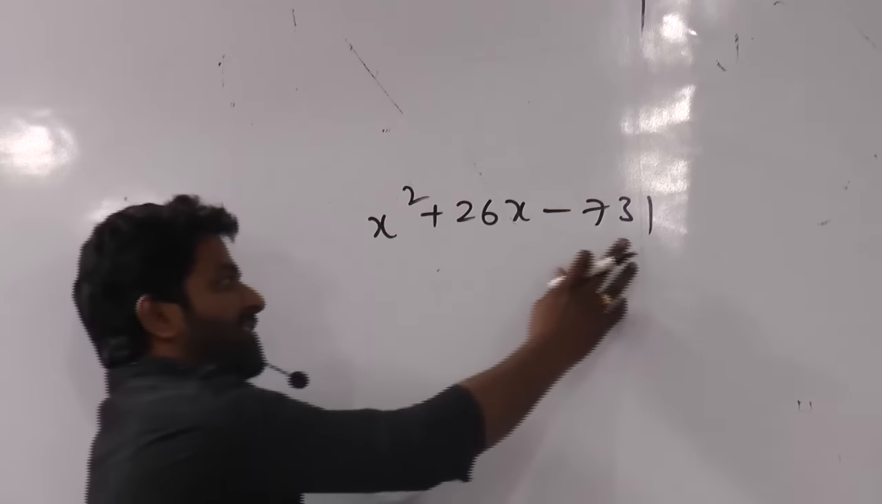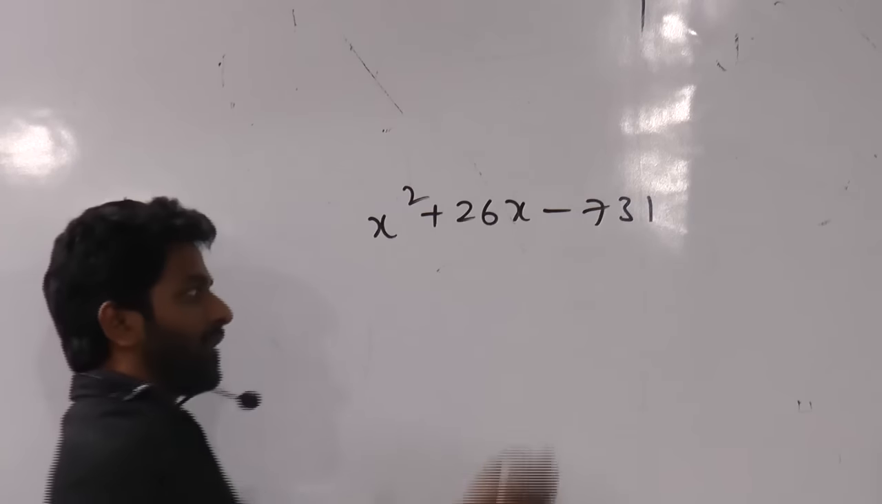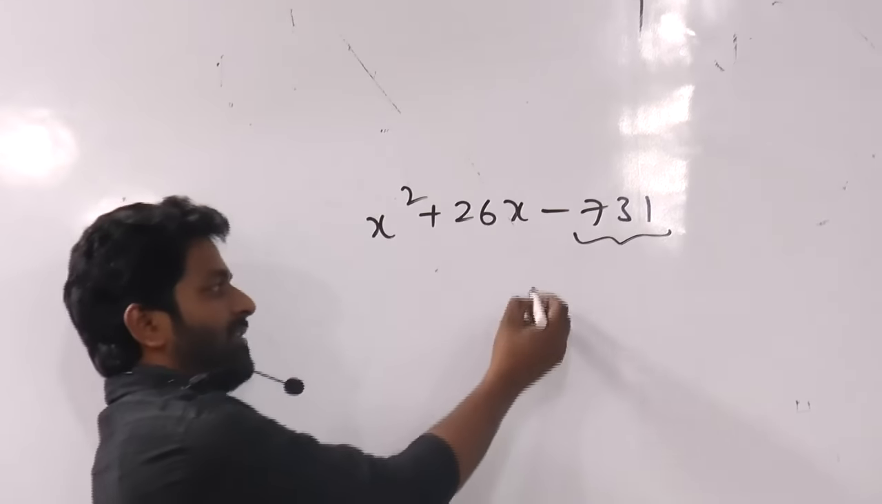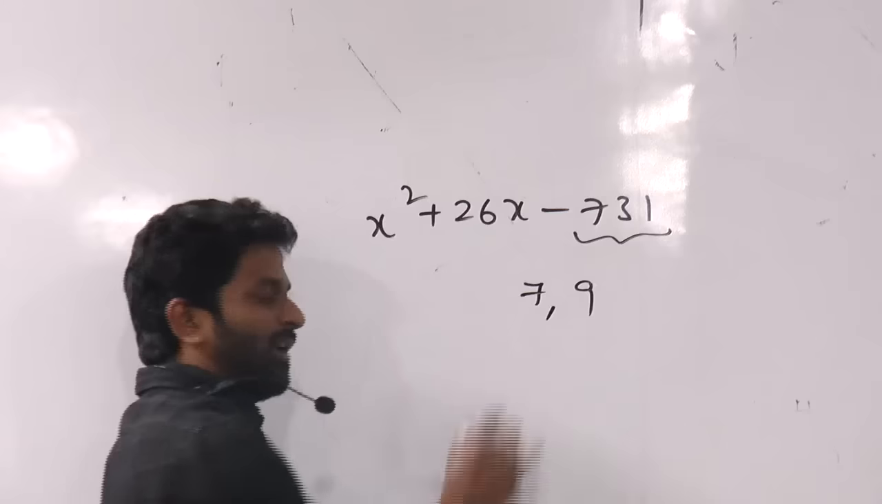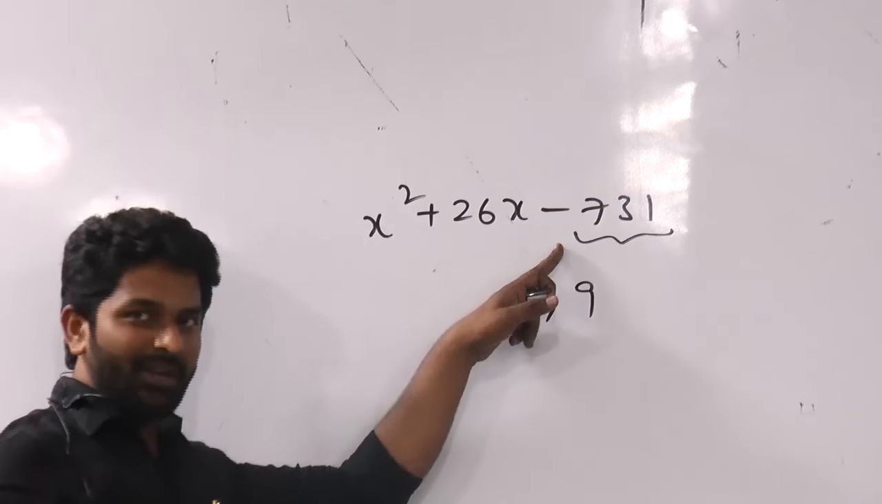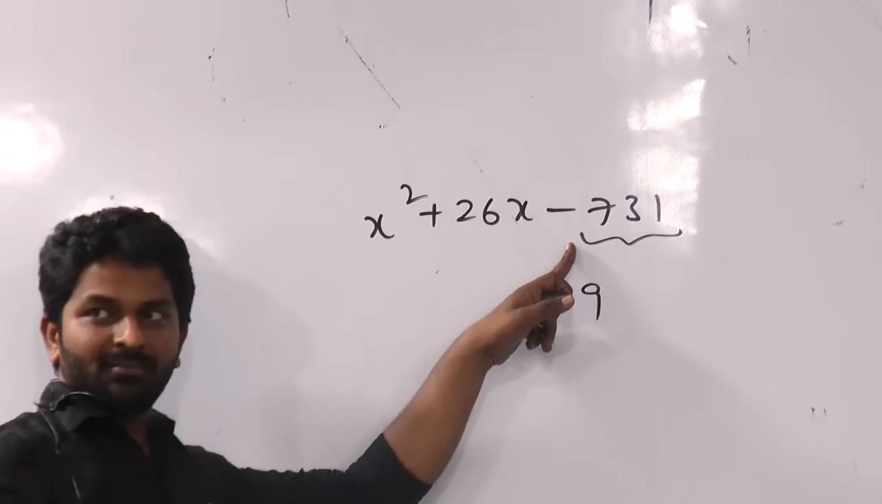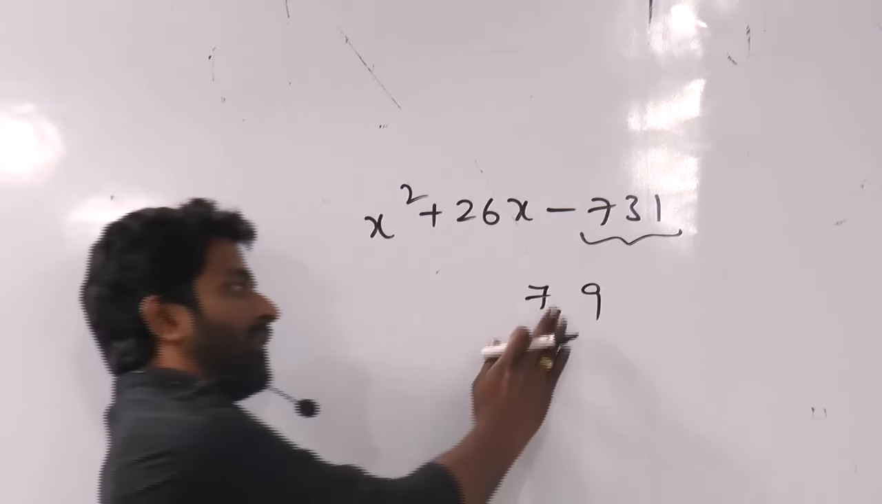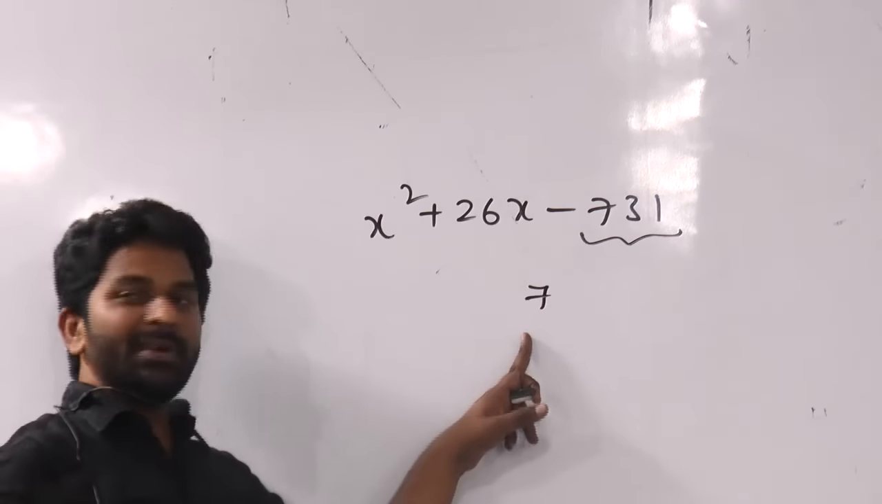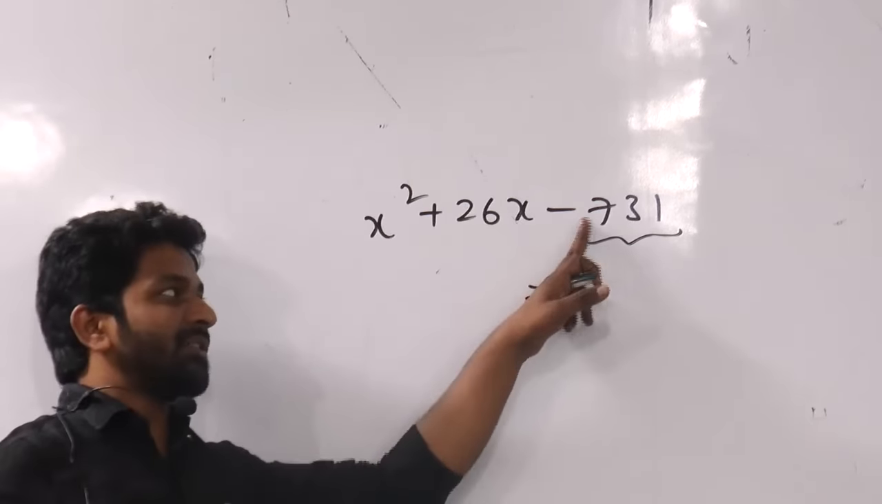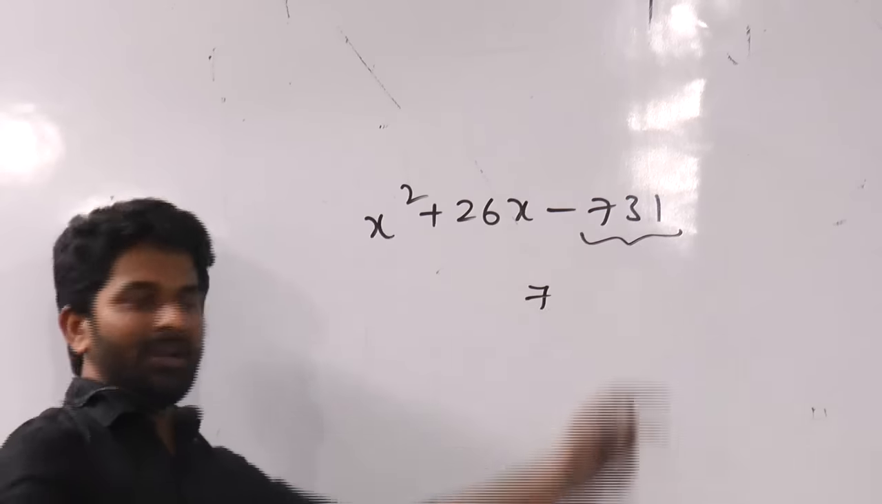31. You have a problem with this, right? 731. For these types of numbers, first verify the 7 multiple and then the 9 multiple. The 9 multiple is very easy. This is not divisible by 9, forget about it. Is this divisible by 7? 700 is a multiple, and extra you have 31. 31 is not a 7 multiple.